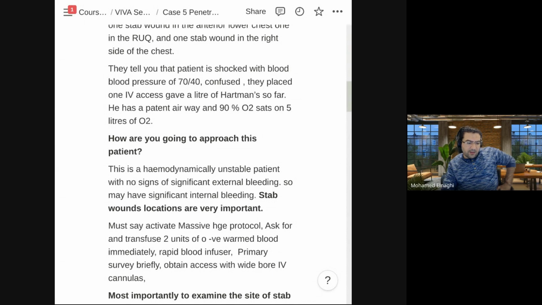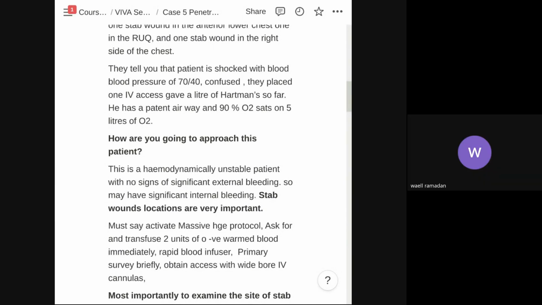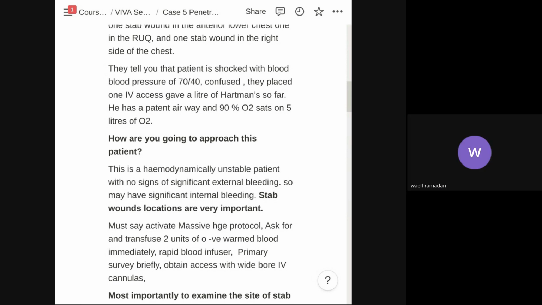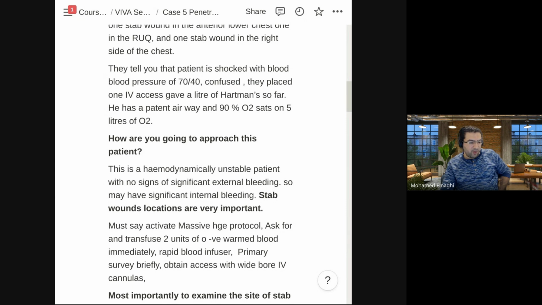Fine. So in this context, we'll be asked what the massive transfusion protocol is in your hospital. I'm not quite sure about this. Yes, it's very important to know, because in this context, we'll be asked the definition of massive transfusion, and you will get asked what the massive transfusion protocol is in your hospital. So you need to be aware of that. It differs from hospital to hospital.